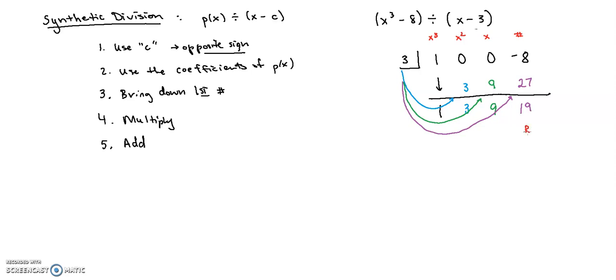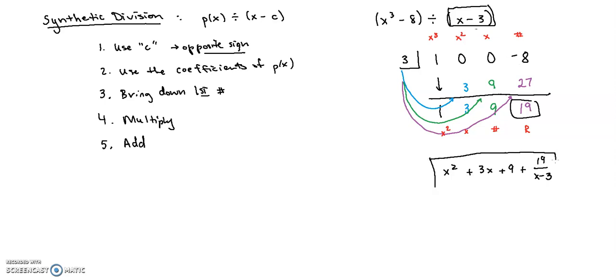So this is my remainder, this is my constant, this is my x term, this is my x squared term. So what do we have? We've got 1x squared plus 3x plus 9. And then the remainder goes over the divisor, so it's going to be 19 over x minus 3.